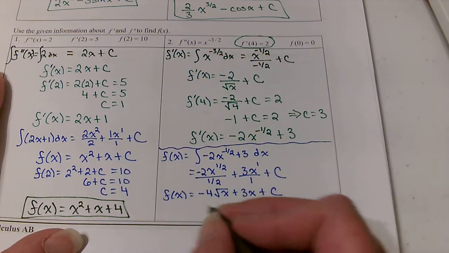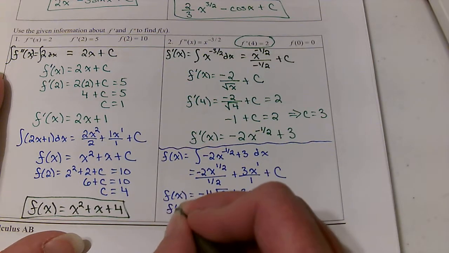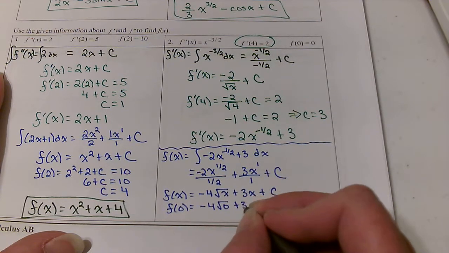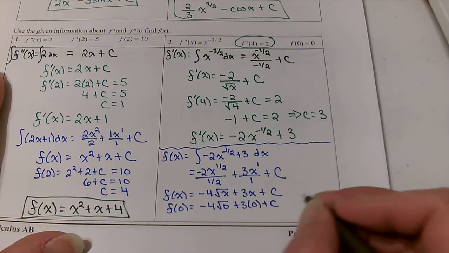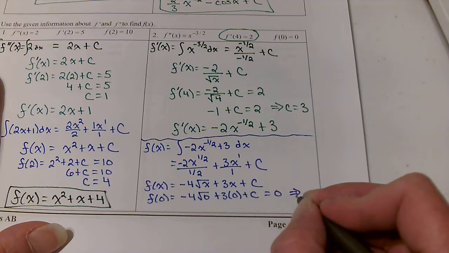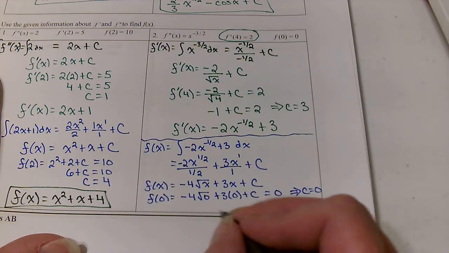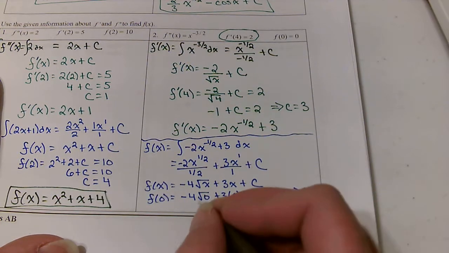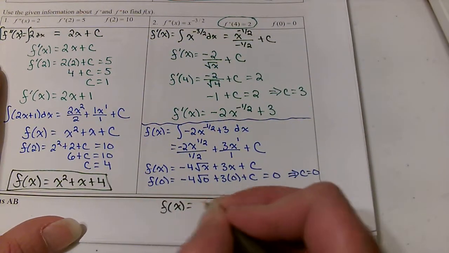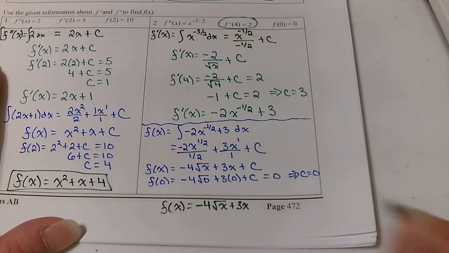And they give us some information. They tell you that f of 0 is 0. So f of 0 would be negative 4 square root of 0, plus 3 times 0 plus c, which means c has to be 0. So I'm able to find that f of x equals, ran out of room, f of x equals negative 4 square root of x plus 3x plus 0.